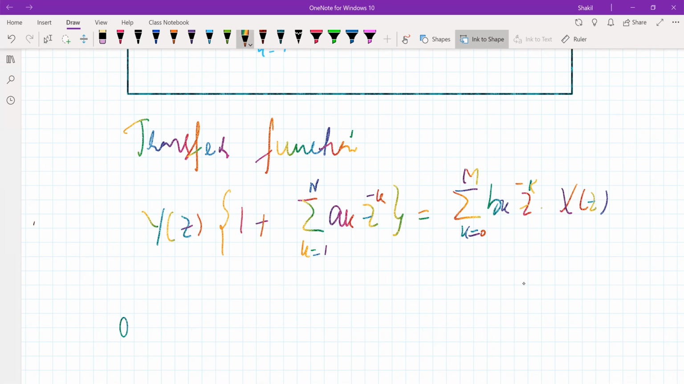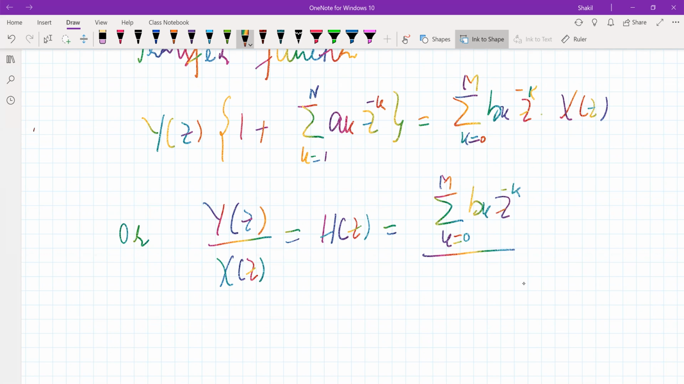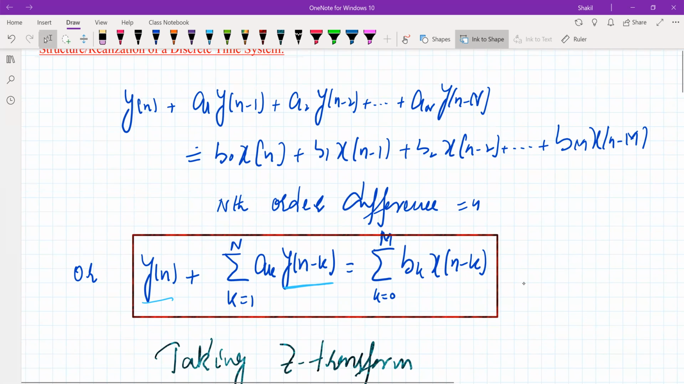Or we can write it like this, dividing output transform which is Y of z by input transform which is X of z. This is referred to as the transfer function of the system, and we can write it like this: summation k running from 0 to m b k z to the power minus k divided by 1 plus summation k running from 1 to n a k z to the power minus k. So this is the transfer function of the discrete time system, which is described by this nth order difference equation.